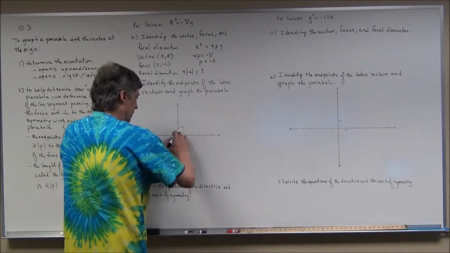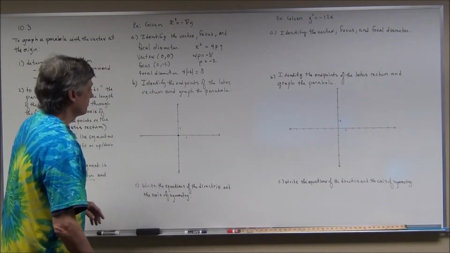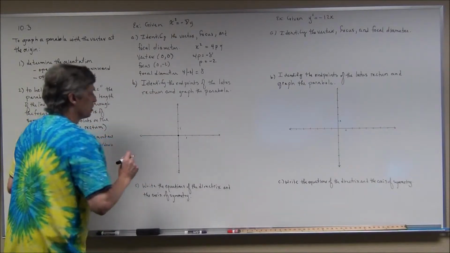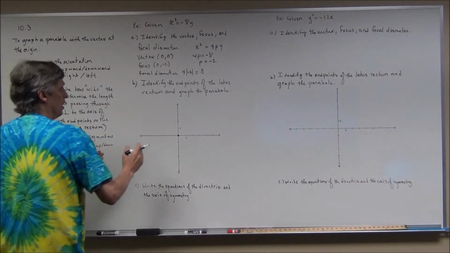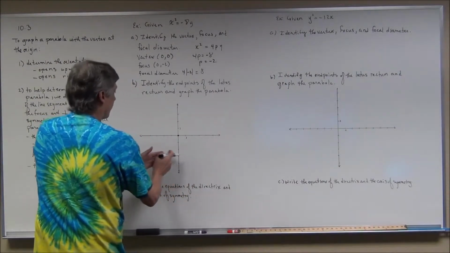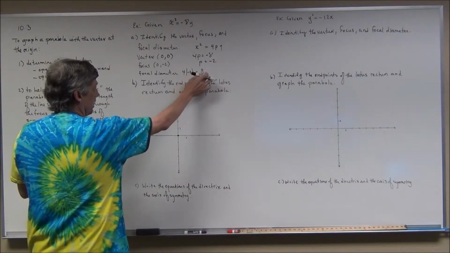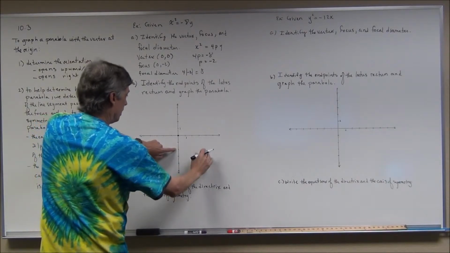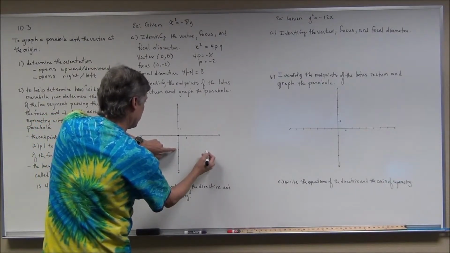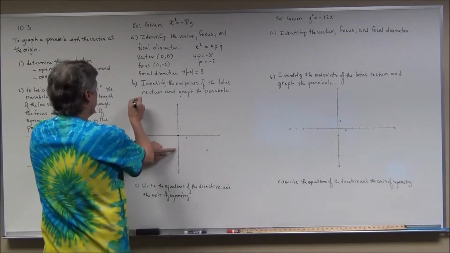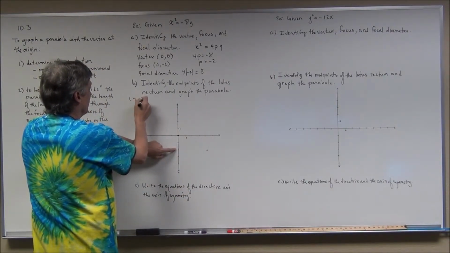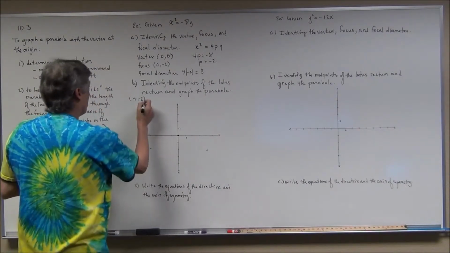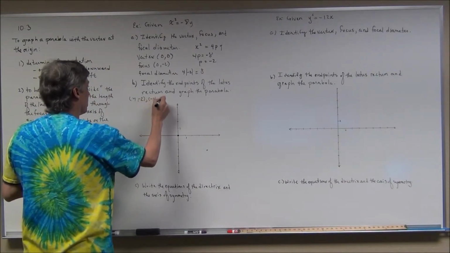Does it open skinny? Does it open wide? Well, the focus is right here. So what we're going to do is go 4 units to the right, 4 units to the left. That's going to be a distance of 8. Well, from this point here at (0, -2), 4 units to the right would be at (4, -2), and 4 units to the left would be at (-4, -2).